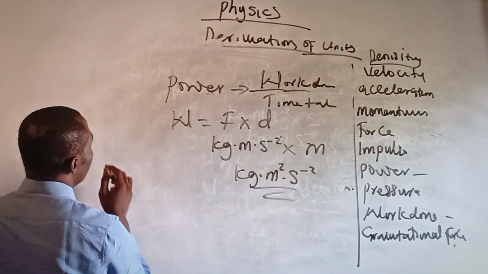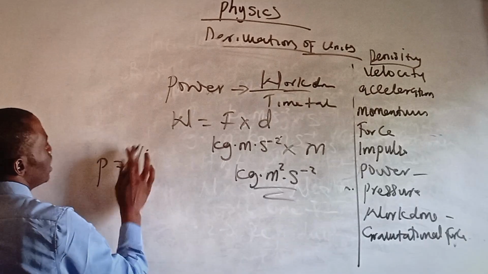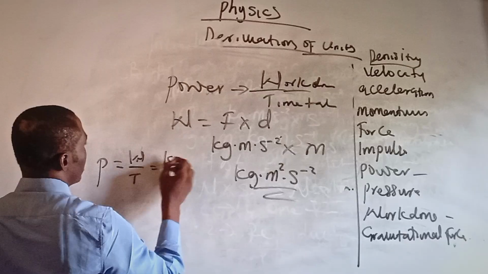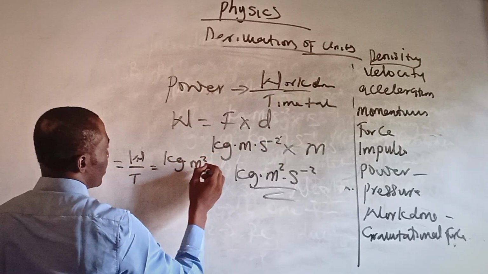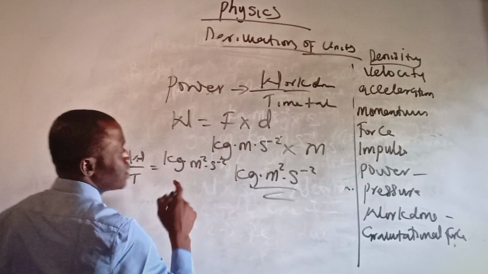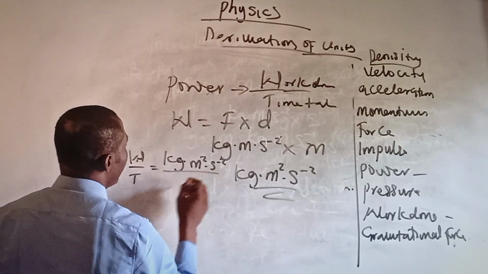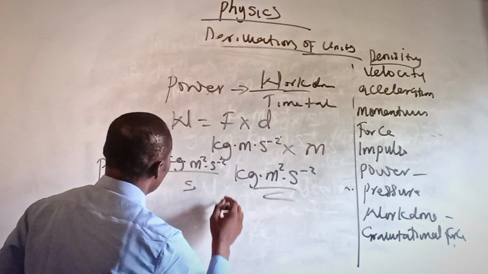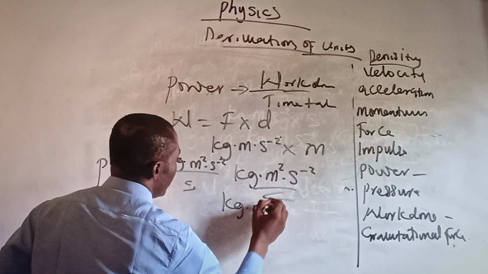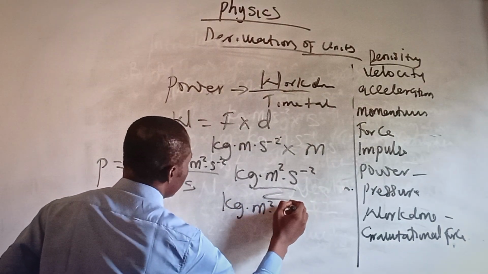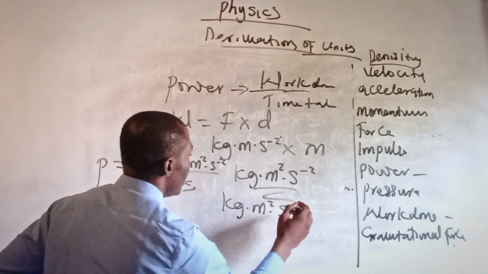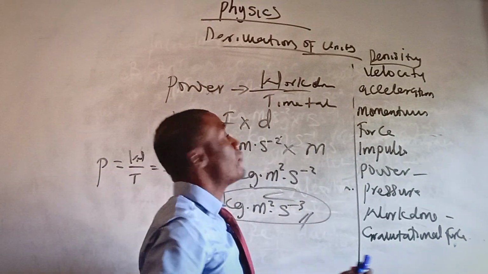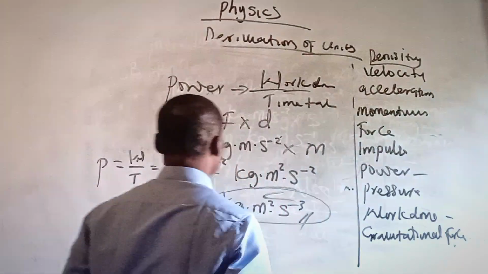Let's create a space here. So power is equal to work done over time, which is kg meter squared per second squared times meter, per second. We're dividing by seconds. Minus 2 minus 1 is minus 3, so I'm going to have kg meter to the power of 2, seconds to the power of minus 3. So this is the unit for power.